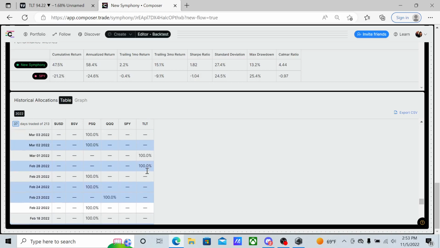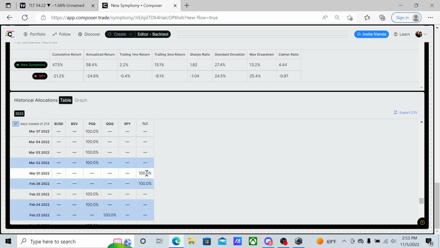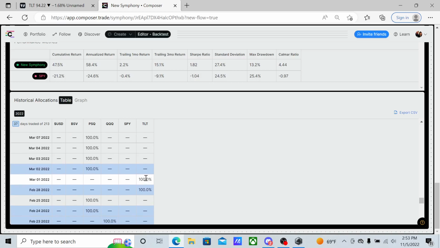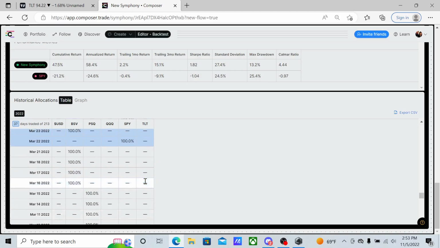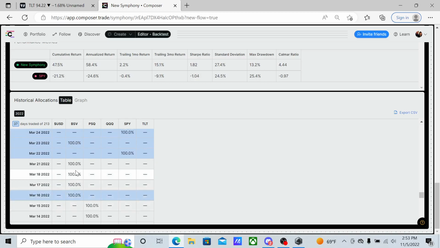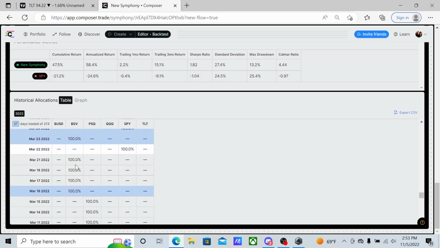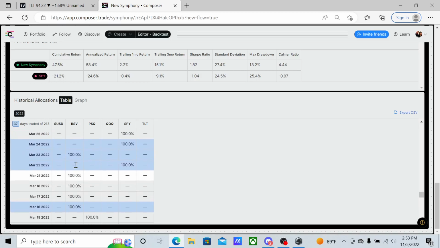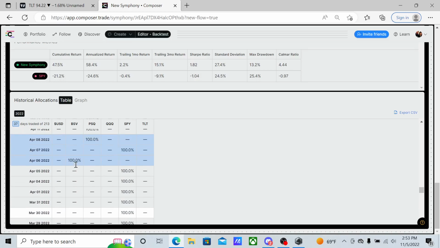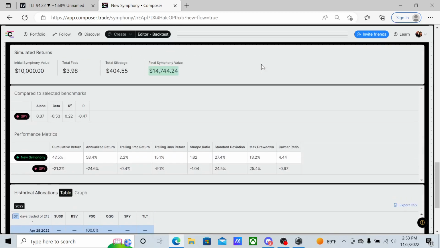So TLT was stronger than BSV at first, or at least it had a higher moving average of returns over a 1 year period before, yep. And then in March, it looks like BSV probably had a higher moving average of returns. So that's how you could use that.